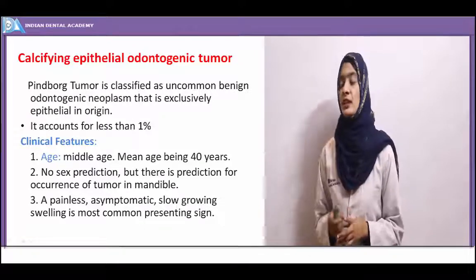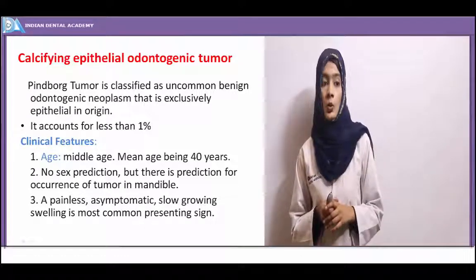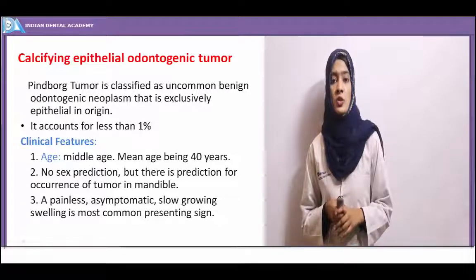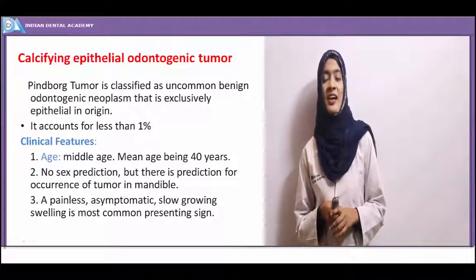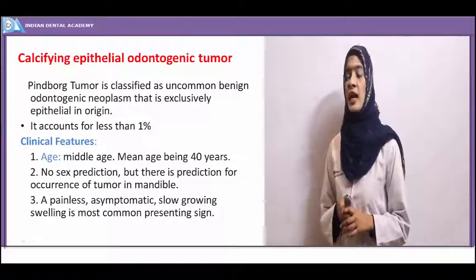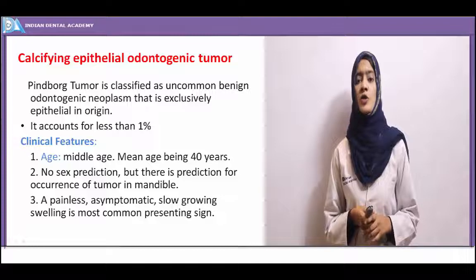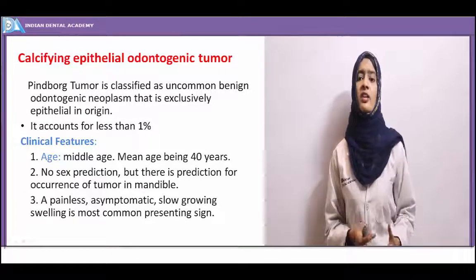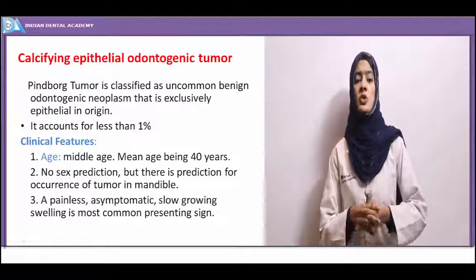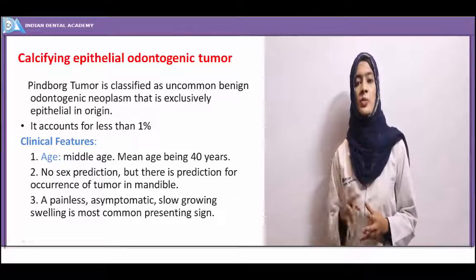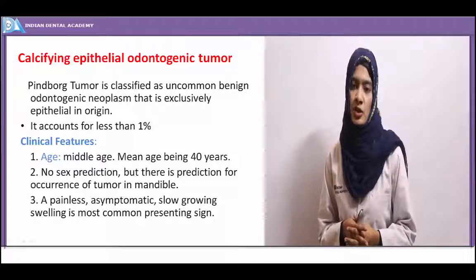Now we'll see the other odontogenic tumors. There is the calcifying epithelial odontogenic tumor, also known as the Pindborg tumor. It is a very uncommon lesion. It is a benign neoplasm that is exclusively epithelial in origin, arising from the rest of dental lamina only. So it involves only the odontogenic epithelium, and this Pindborg tumor accounts for less than 1% of tumors.